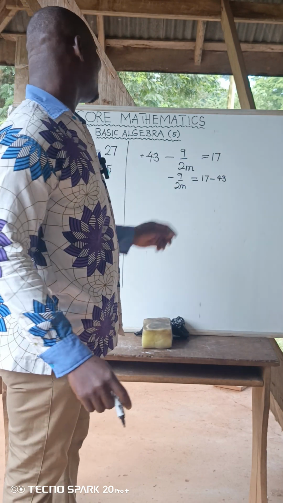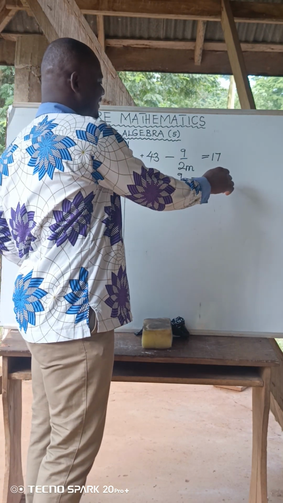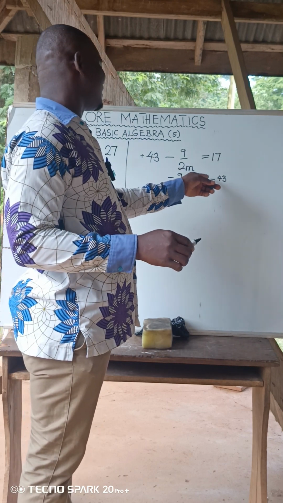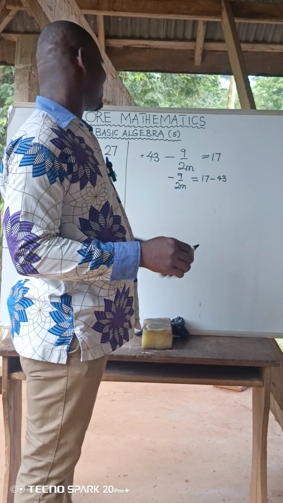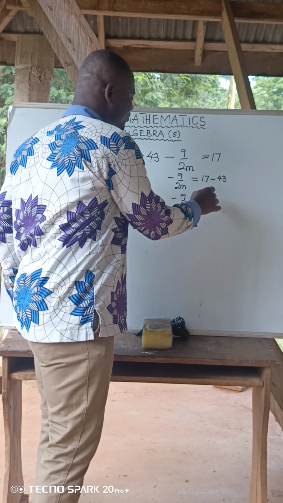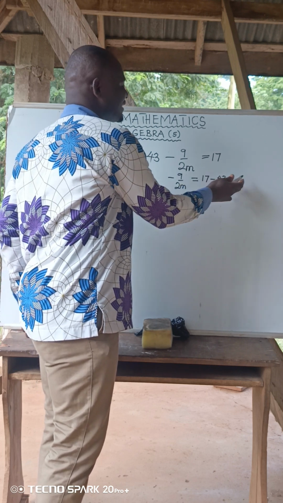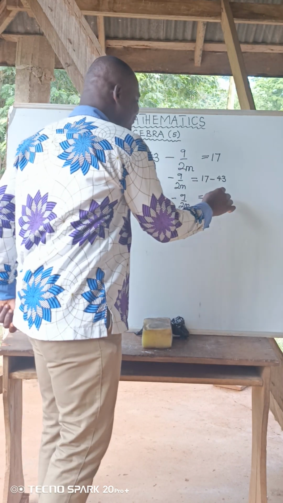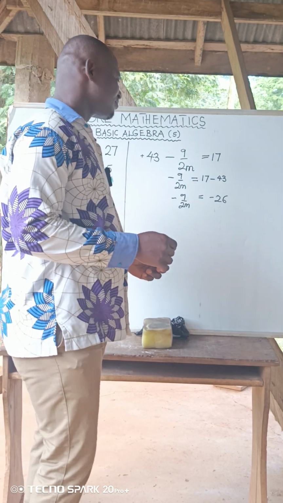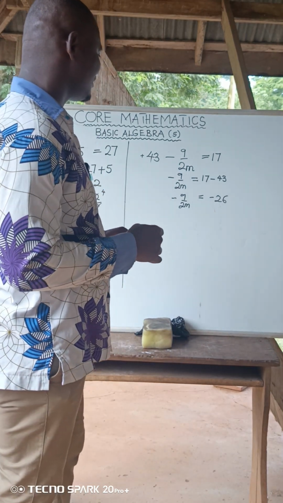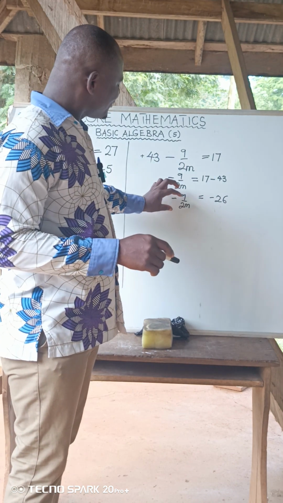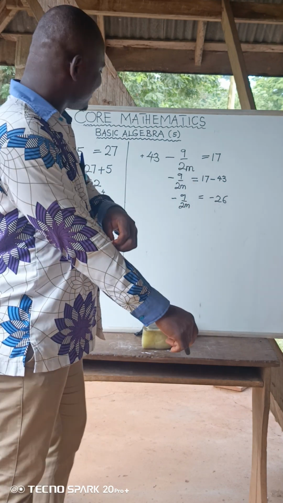Then after getting the answer, you will realize that when you are deducting this, you will get 6, and then 3 minus 1 is 2, so negative 9 over 2m equals to negative, because this one is smaller than this, so you will get a negative 26. Negative 26. So now it is time to undo the numbers one after the other.